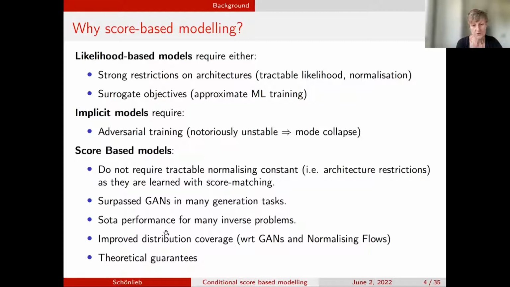Also, from a distributional point of view, first of all, empirically, it seems that they have an improved distribution coverage, but also you have some theoretical guarantees, and I'm going to report some of them in this talk.